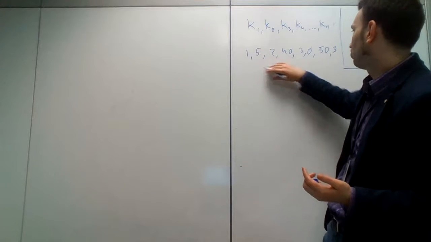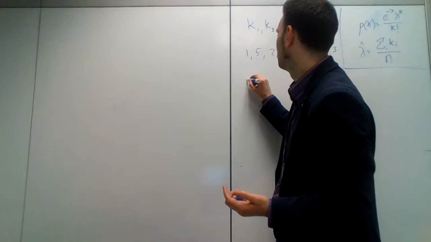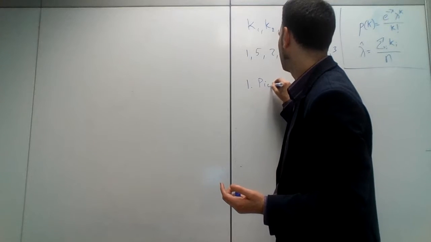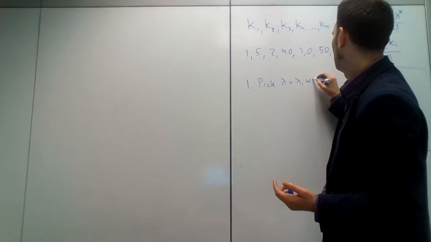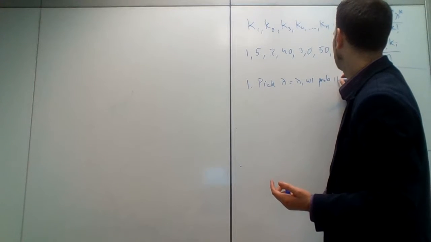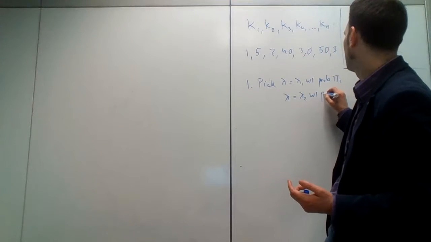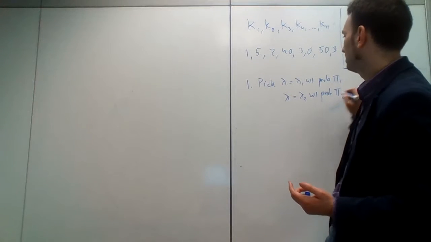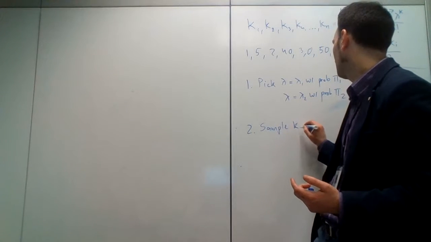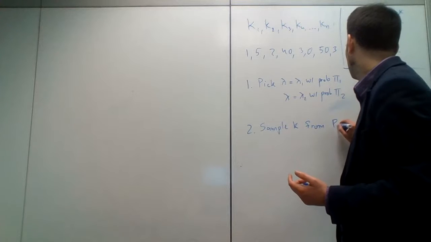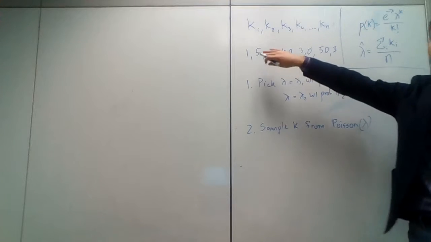So how would we generate this kind of data set? Here's the idea. You would pick lambda equals lambda 1 with probability pi 1, and you would pick lambda equals lambda 2 with probability pi 2. That would be your first step. And then you would sample k from Poisson lambda. This is how you would come up with this kind of data set.